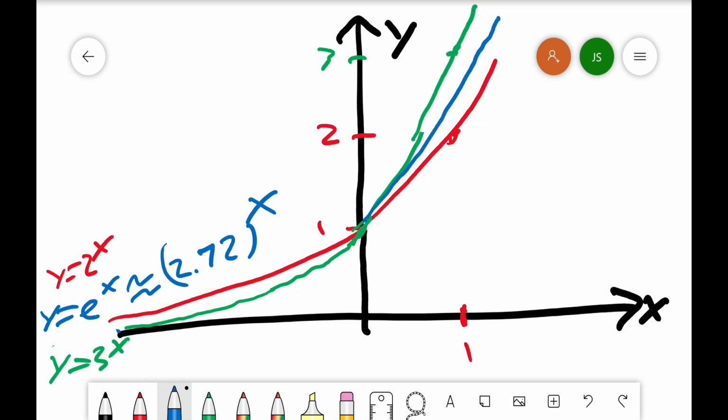And same deal on the other side. It's still between 2 and 3, so its graph is going to be between 2 and 3's. So that's basically e to the x. E is right about here, past 2.5. So let's call it e right there.